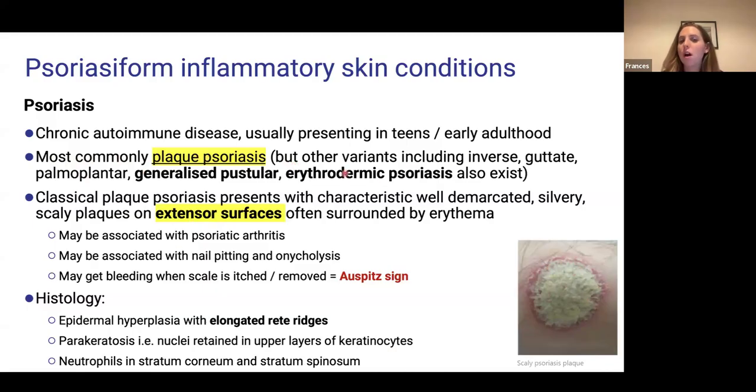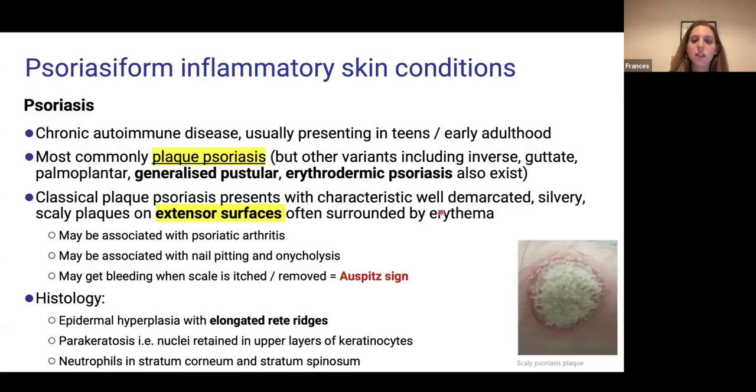But it's important to know that there are a lot of variants of psoriasis, and this can be inverse, guttate psoriasis, which normally happens after some kind of infection, like an upper respiratory tract infection, for instance, palmoplantar psoriasis, generalized pustular psoriasis, erythrodermic psoriasis as well. And these ones in bold are your more emergency variants of psoriasis because they're going to involve the whole body and cause significant damage to the epidermal surface barrier. But you don't need to know too much about these for LabMed, I wouldn't say.